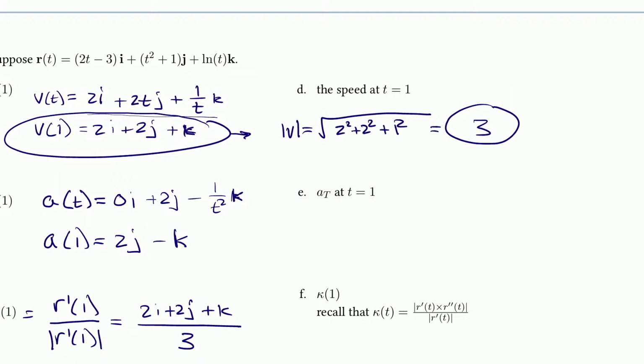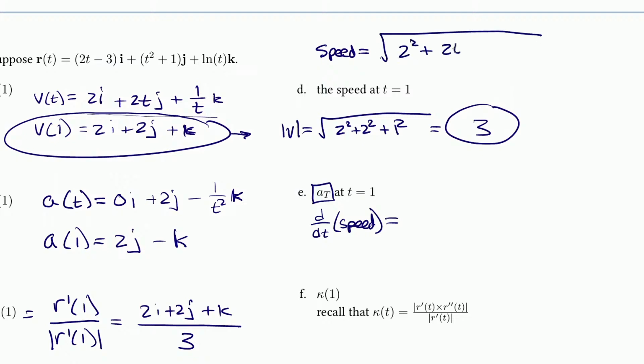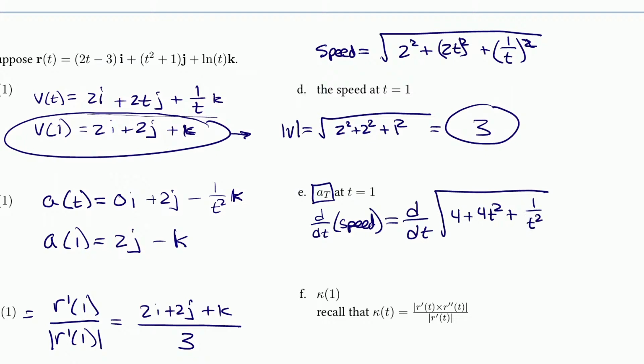But here, what we're going to do is take the derivative of the speed. That's the easiest way to get the tangential component of acceleration. So I need to do the speed in terms of t. That's going to be the square root of 2 squared plus 2t squared plus 1 over t squared. So let's see, this is going to be the derivative of that thing up there. It's going to be 4 plus 4t squared plus 1 over t squared.